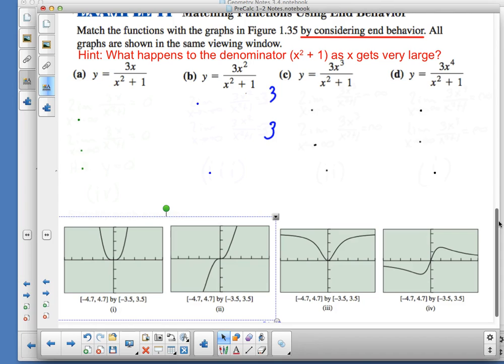Remember, find your horizontal limit, find your vertical asymptote, if there is one. Look at the powers of the function. Consider what's going on.